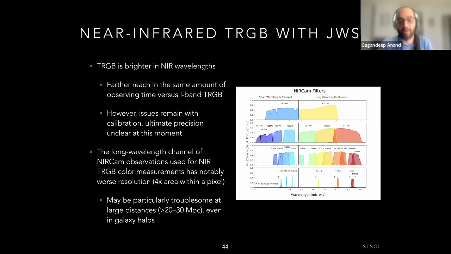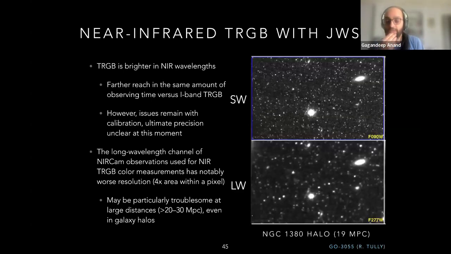You have 4 times the amount of area of sky within the same pixel, and so this could be particularly troublesome at larger distances. And so here's an example from an observing program. This is at 19 megaparsecs. This is close to the far end of what we've observed so far with the TRGB and JWST.